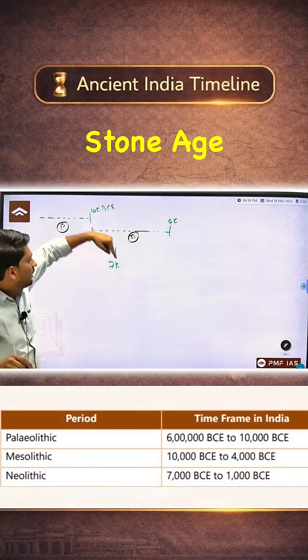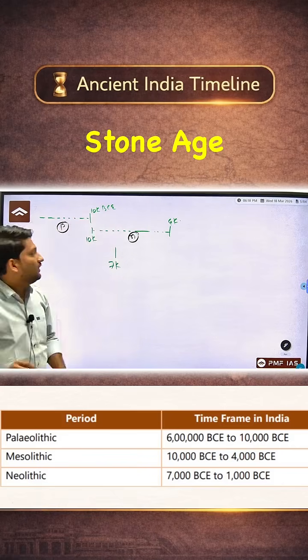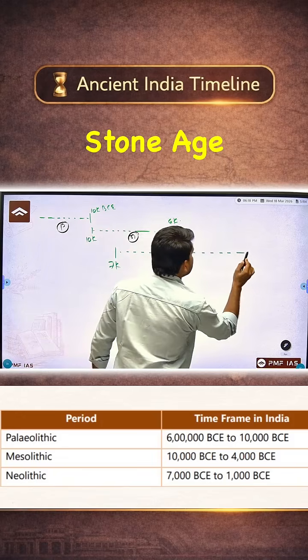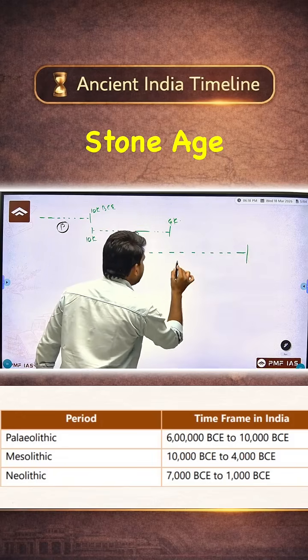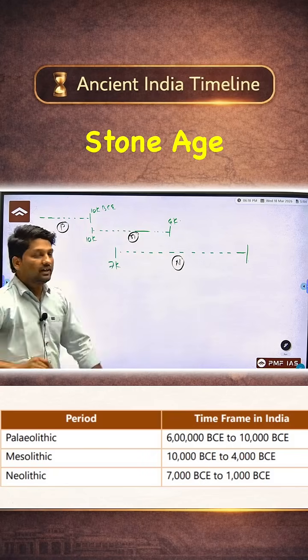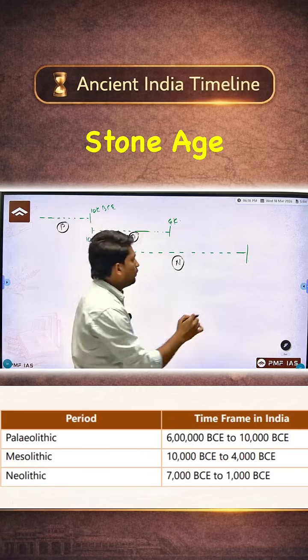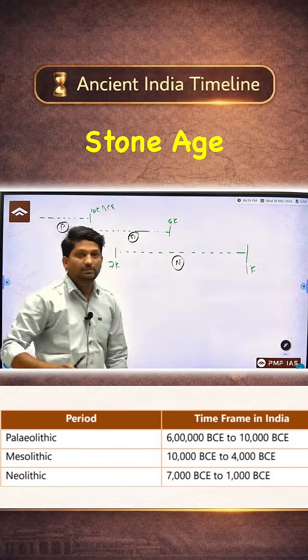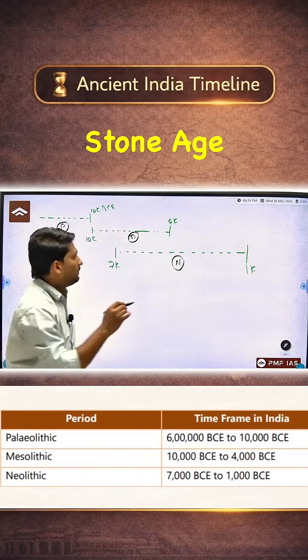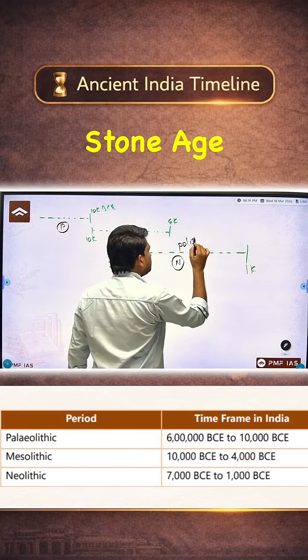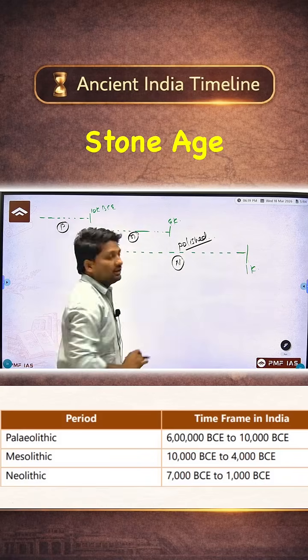At the same time, around 7,000 BC, in another part of India, people started using polished stone tools, and this period is called the Neolithic period. Remember, from 7,000 to 1,000 BC, during this period, in some parts of India, people were using these polished stone tools. And this period we call the Neolithic period.